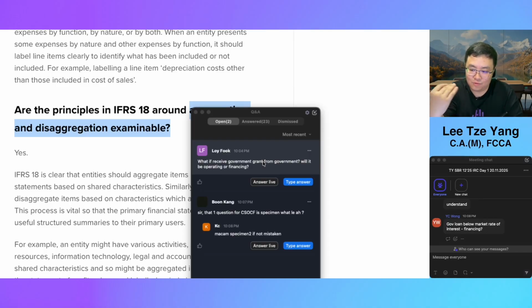Okay, so government loan below market rate interest, that one financing, because it is related to government borrowing. You borrow money from the government, you pay back. So that one under financing. That one confirm financing. So other than that, I don't know. You need to tell me the purpose of the grant.